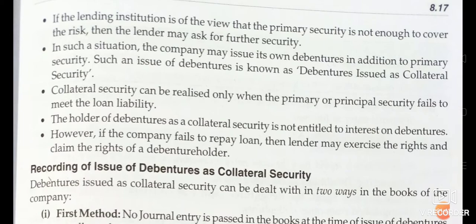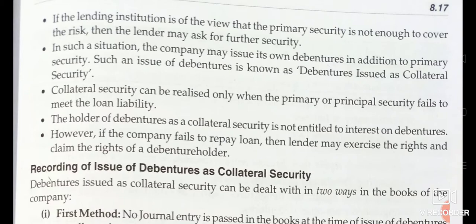When the lending institution, that is the bank or the financial institution which is giving a loan to the company, feels that the primary security is not enough to cover the risk, then they demand additional security, that is collateral security. So in such a situation, the company issues its own debentures to that financial institution. Okay, so these debentures are known as debentures issued as collateral security.